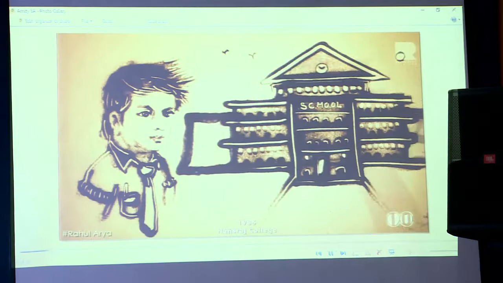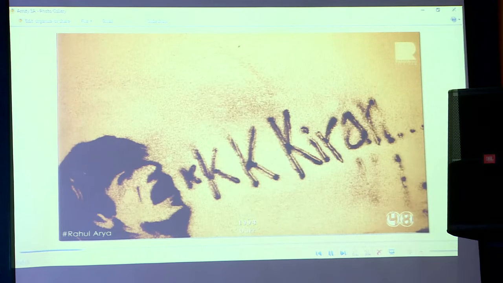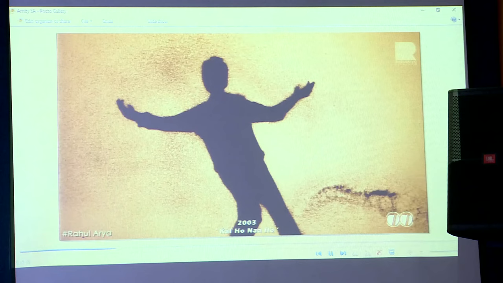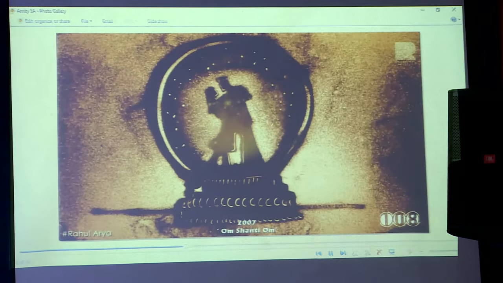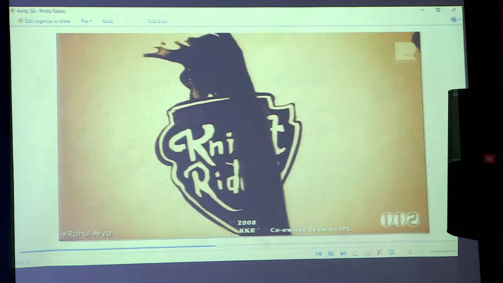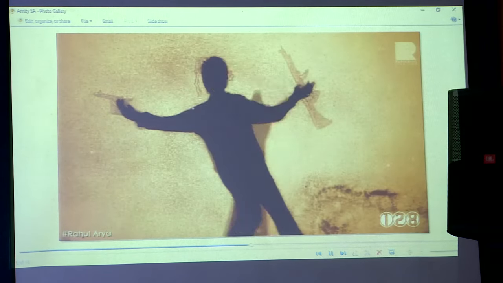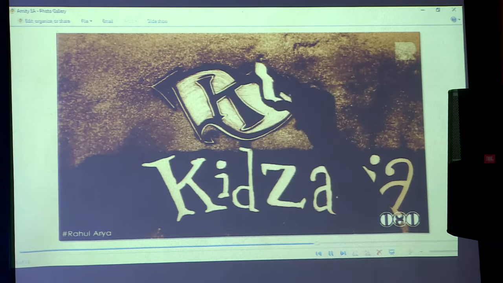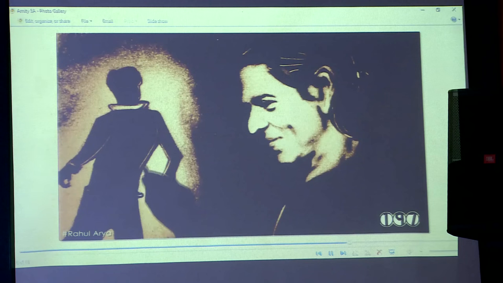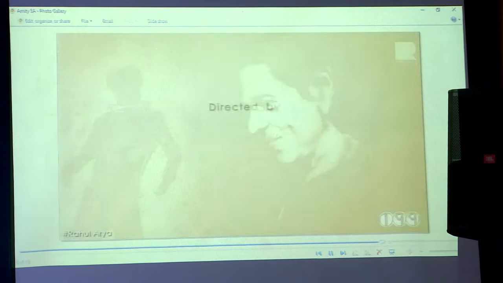12th ke baad Hansraj College, Delhi University. Kiran. Jiyo, khush raho, muskurao, kya bana? Kal ho na. Connected now. Duniya ke sabse bada superstar ka sabse bada fan. Star fan ke piche bhagega. Ami jaan kehti thi.